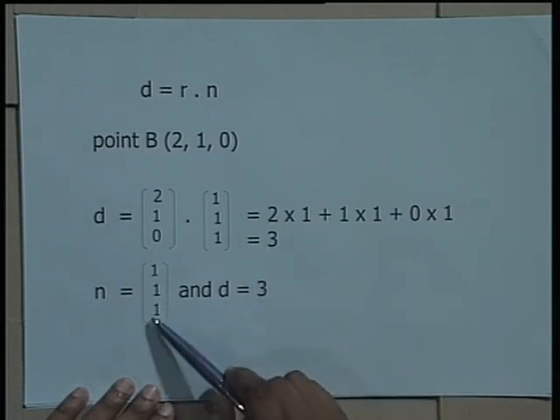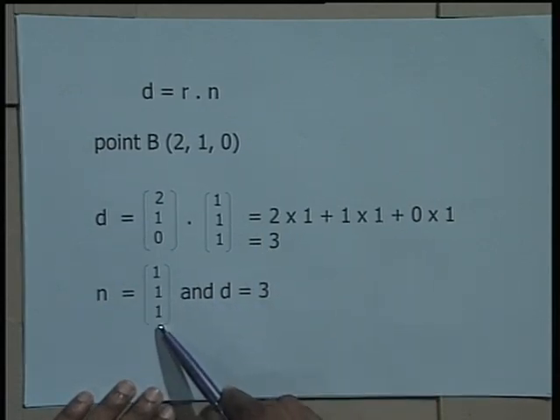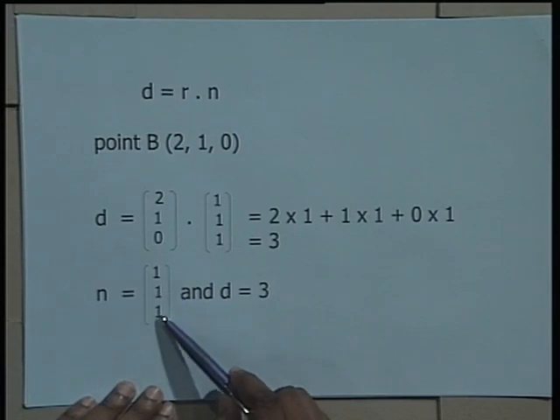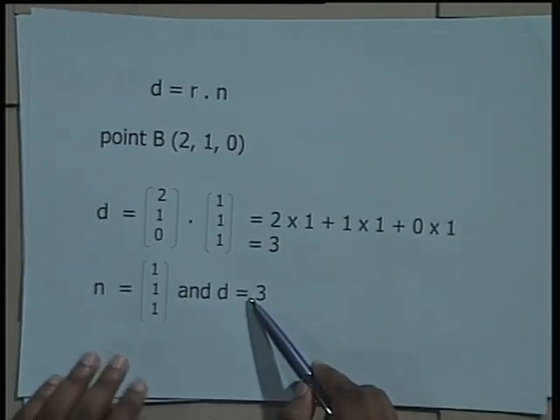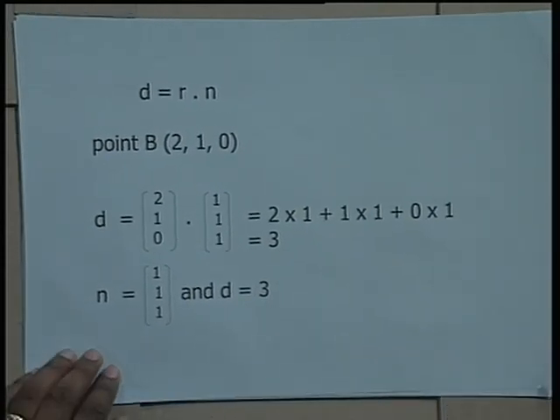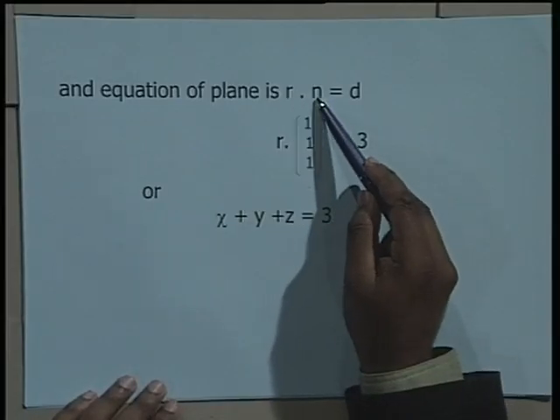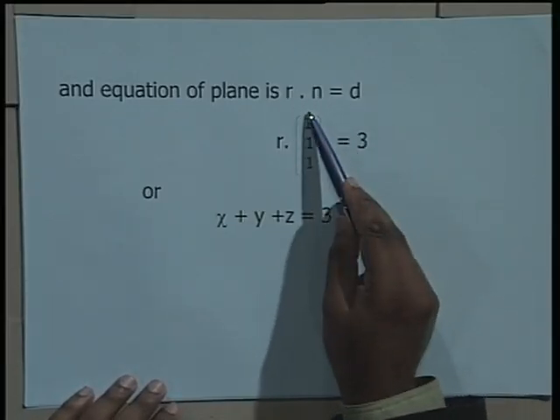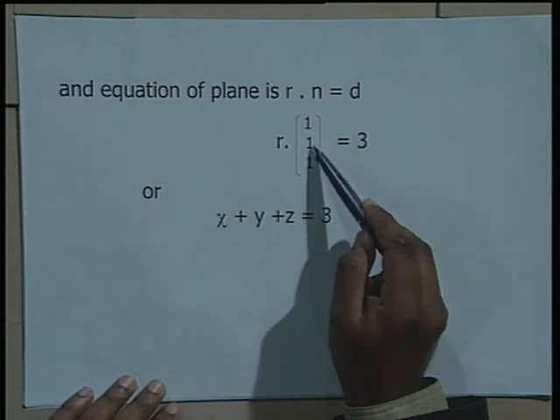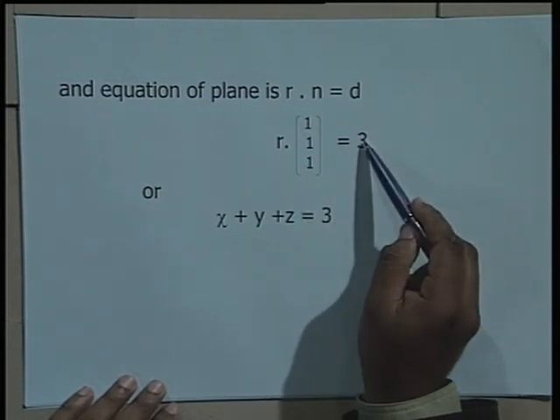Therefore, we have obtained the vector perpendicular to the plane ABC as 1, 1, 1, and the value of the real parameter d as 3. So replacing n and d in the equation of the plane, we obtain the following: r dot n equal to d, where n was obtained as 1, 1, 1, and d as 3.